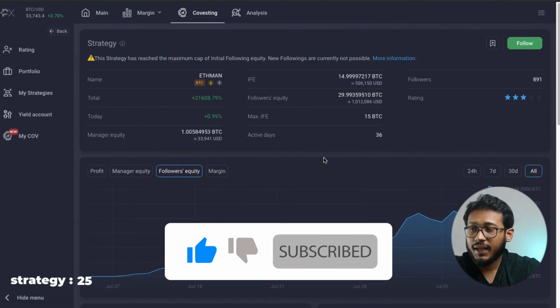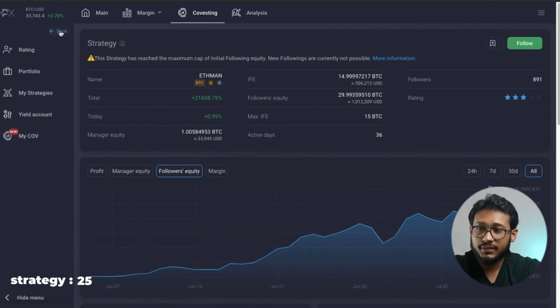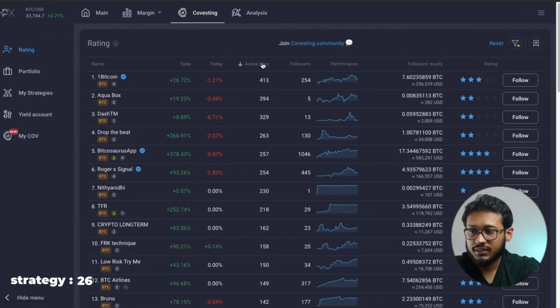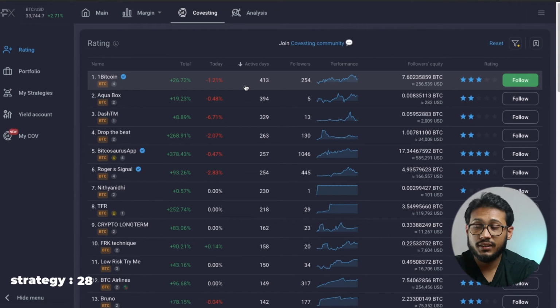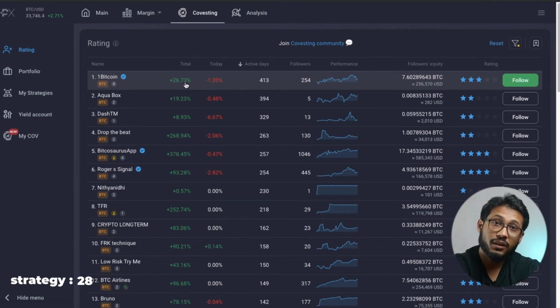So let's go back and have a look at some other strategies. Let's see the oldest strategy by clicking the active days. So the 1 Bitcoin strategy has been active for 413 days. It has 254 followers and the profit has been 26.72%.